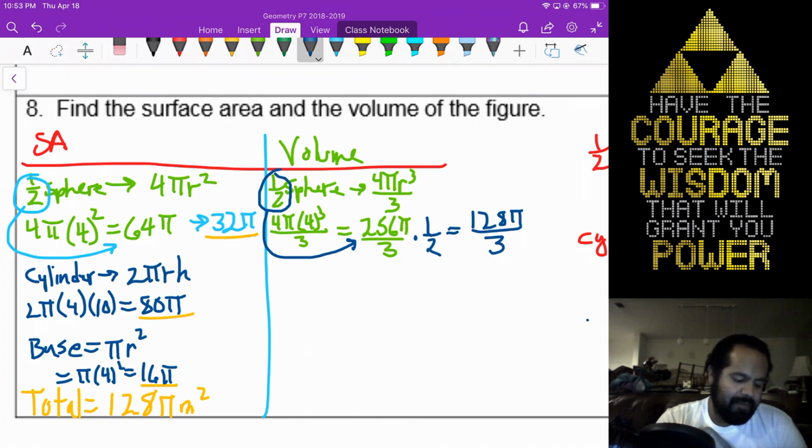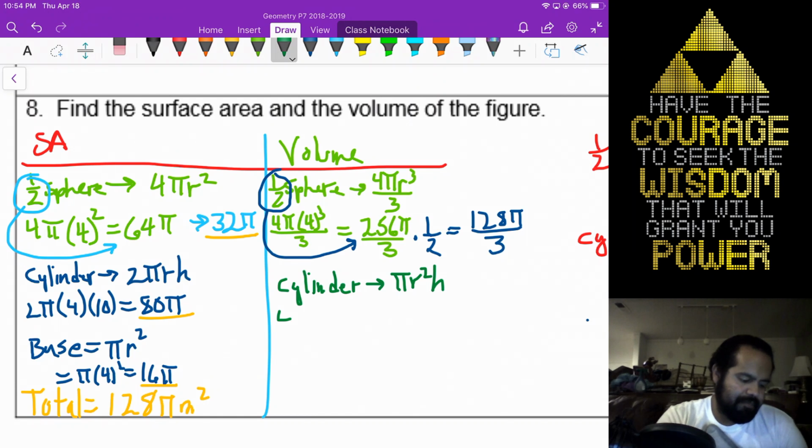Now we got to find the volume of the cylinder. So that's your pi r squared h. So, nope, wrong number. Pi 4 squared times 10. So that's going to give you 160 pi.